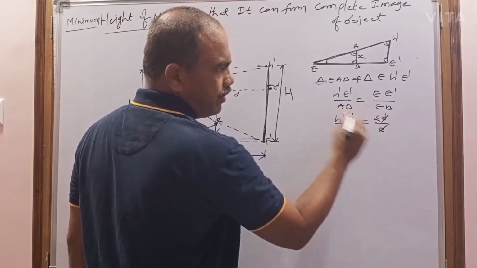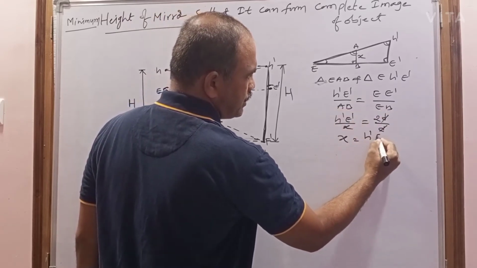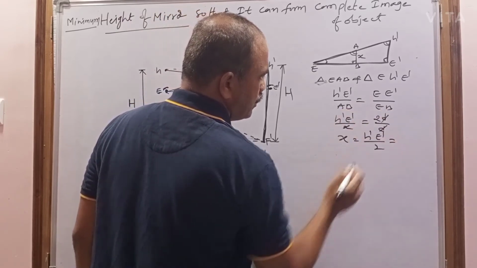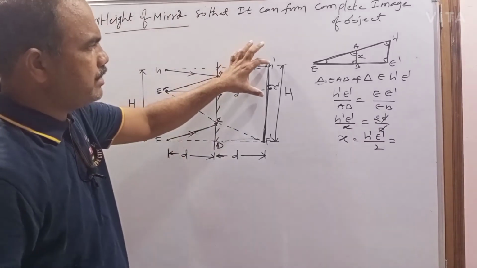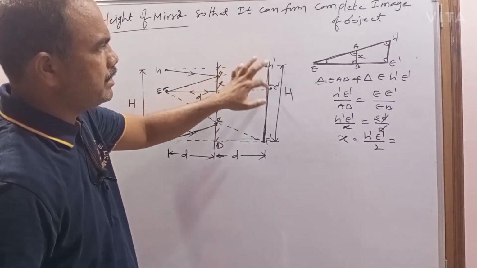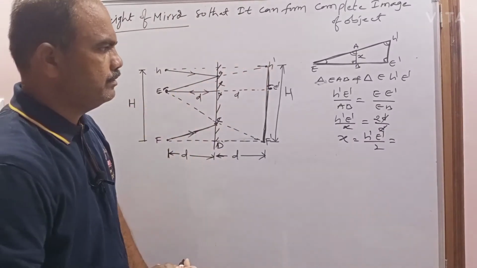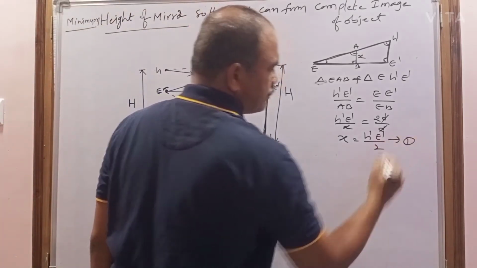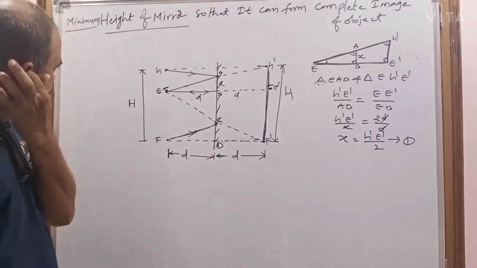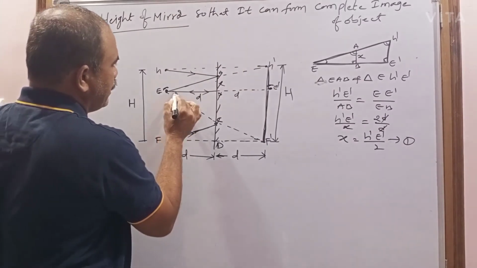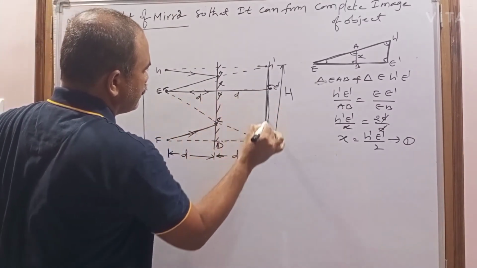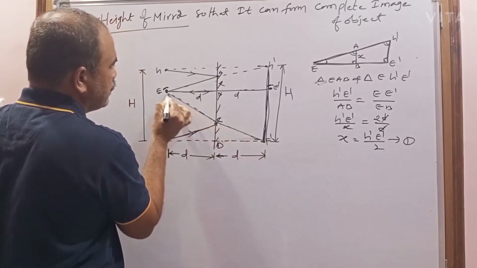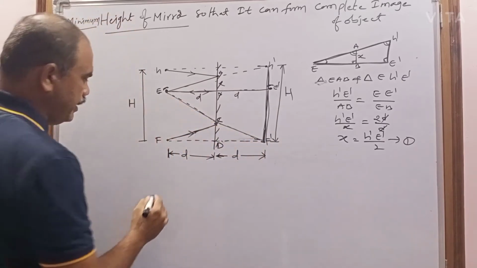X equals, when we do cross product, H dash E dash by 2. But what is H dash E dash? H dash E dash is this part. So let us consider this is equation 1. After that, now there is another triangle, this triangle. I am writing here the triangle.